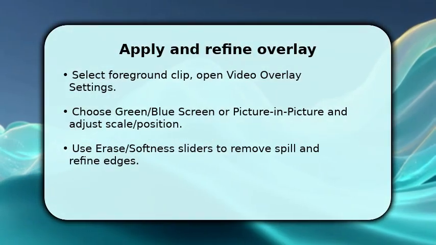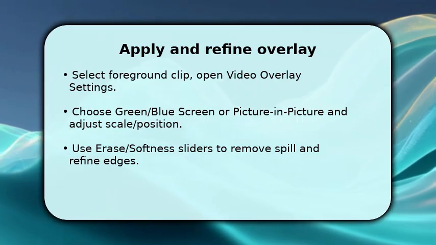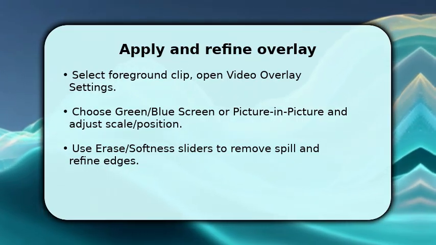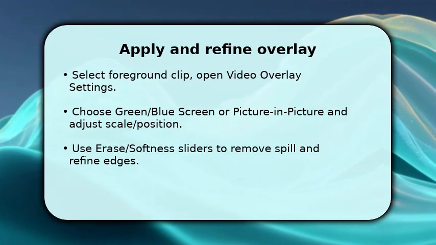Now select the top clip and open Video Overlay settings from the viewer controls. This is where you switch the overlay mode. Choose green/blue screen if you shot on a solid backdrop, or picture-in-picture if you need compositing.